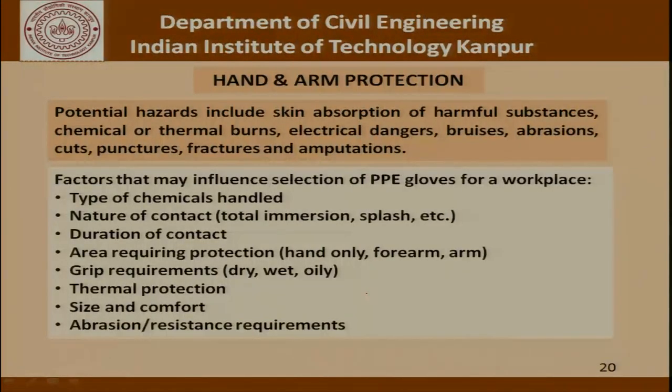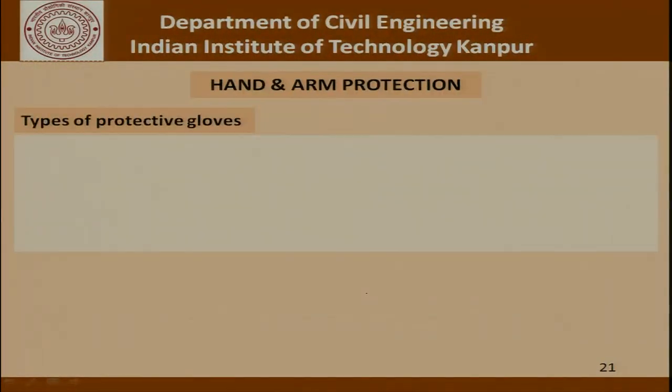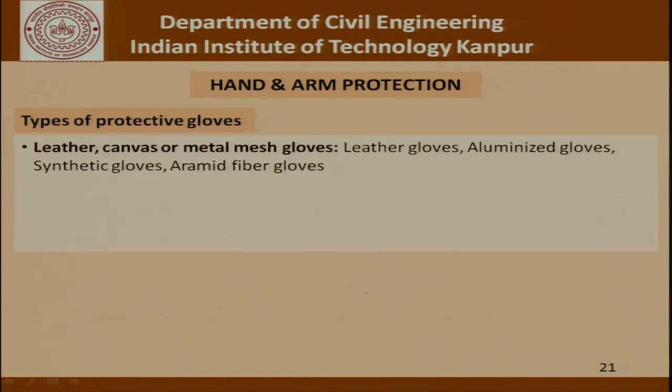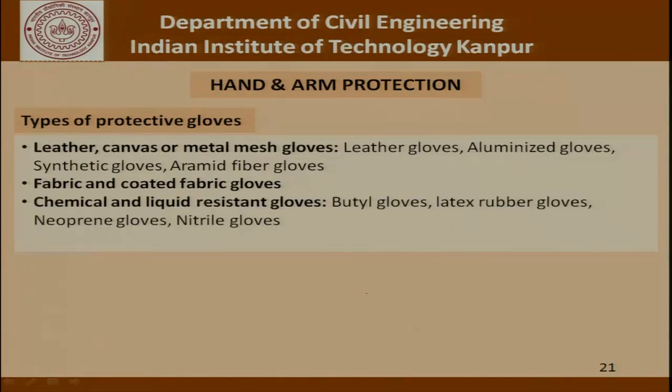So, this is how we try to quantify the performance of a PPE which is supposed to afford protection to the hands and arms. So, coming to more details of these gloves, leather, canvas or metal mesh gloves, fabric or coated fabric gloves, chemical or liquid resistant gloves, insulating rubber gloves are some of the gloves that are commonly used in construction sites.